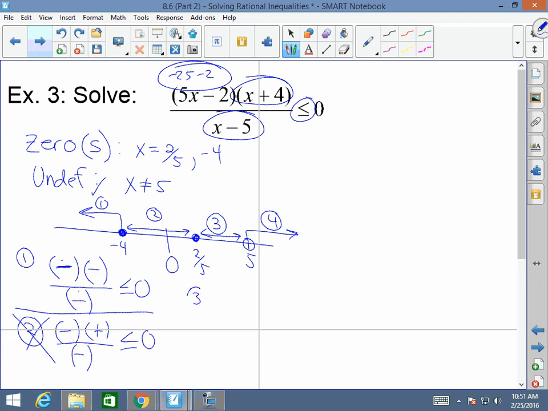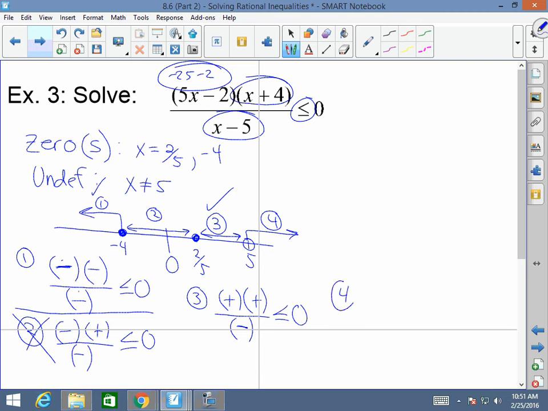Interval 3. Give me a nice pretty number in between 2/5 and 5. 2. 2 works good. So 2 minus 2, that's a positive. 2 plus 4 is a positive. And 2 minus 5, that's going to be a negative. So is that less than or equal to 0? Yes. So 3 works. 4 will not.